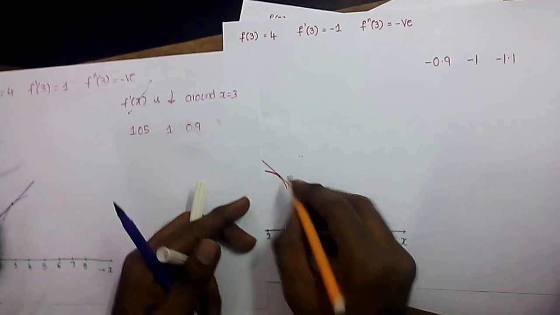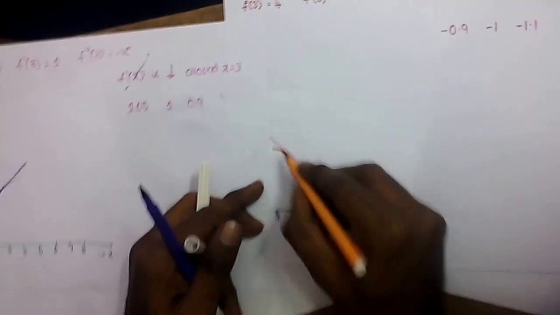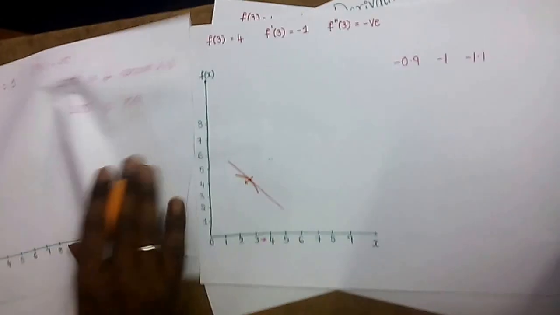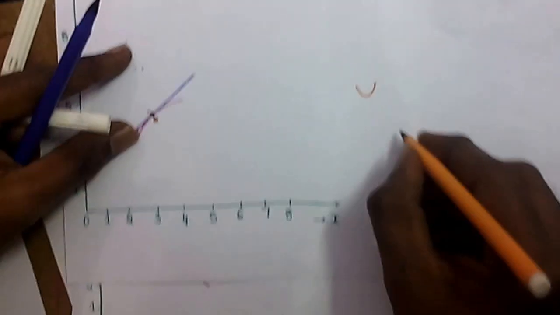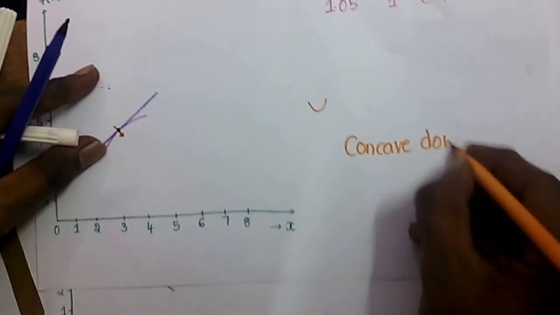In both these cases where f double prime of 3 is negative, the graph of the function is below the tangent line, and when you stand at the tangency point and look towards the curve in both these cases, it looks concave and the graph is below the tangent line, so it is called concave down, right?